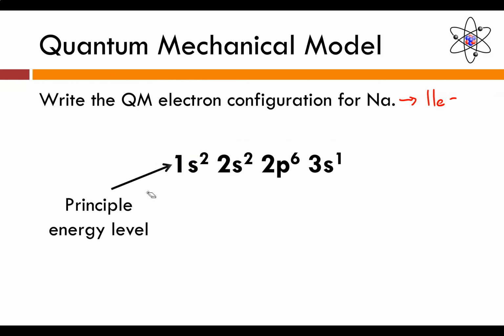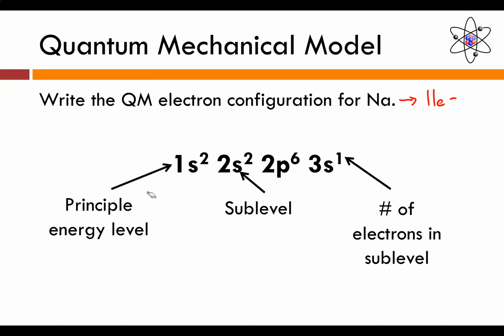Just to break it down, those coefficients, the big numbers in front of the letters, that's the principal energy level. We know the s's and the p's in this example represent the sublevel. And finally, the exponents or the superscripts tell us how many electrons are in that particular sublevel.